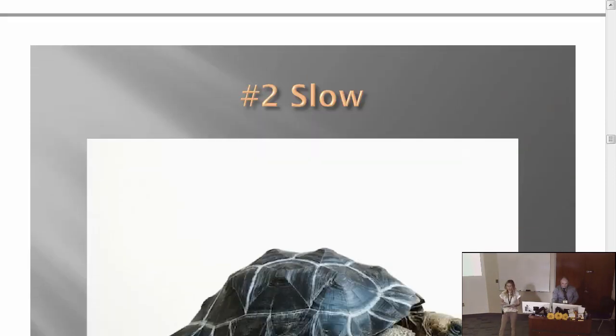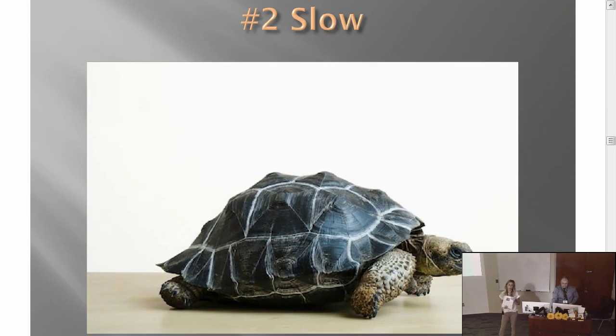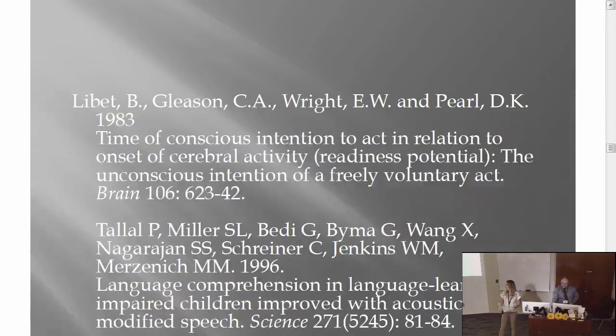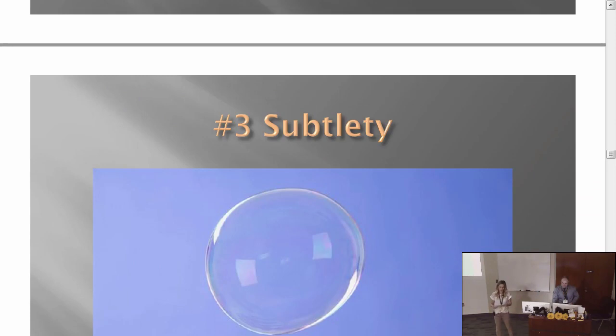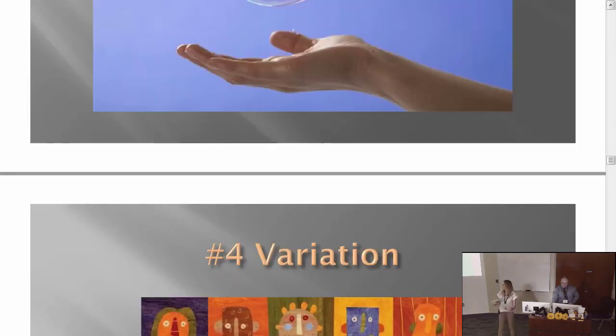Number two essential is slow. Fast, you can only do what you already know. So if you think about learning to drive, learning to play piano, learning to knit, anything that you're learning for the first time has to be done slowly if you want to be effective and learn how to do it well. Again, more research supporting slow. Variation, did I miss one?